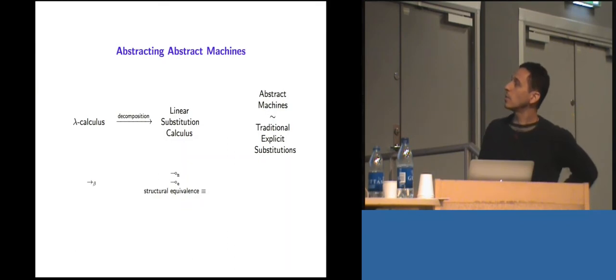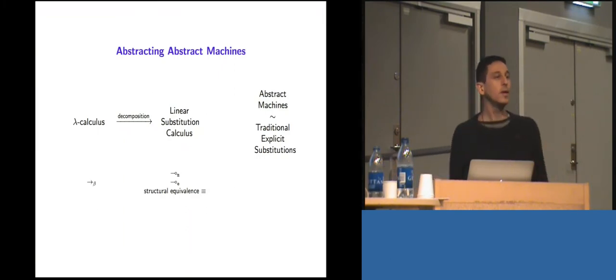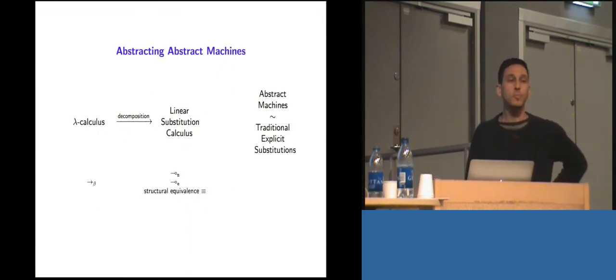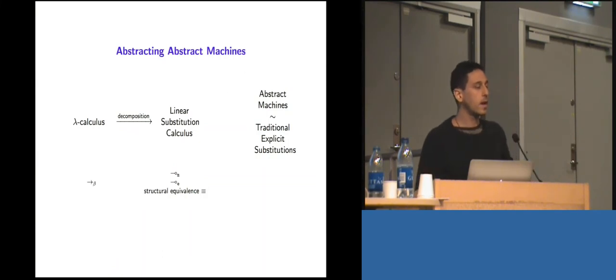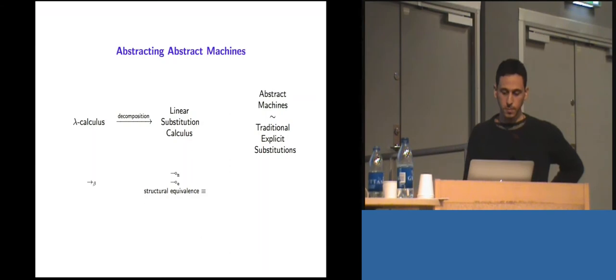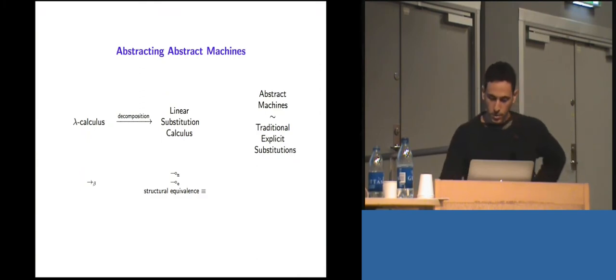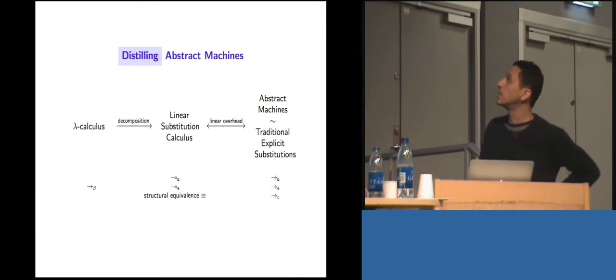And then this calculus is also equipped with a notion of structural equivalence, which is not needed by the reduction rules, but it's there. And it has the property of being a strong bisimulation with respect to those two rules. So essentially it means that it commutes with those two rules. And so now we get to the actual title of the paper. So we distill abstract machines. So what does that mean?